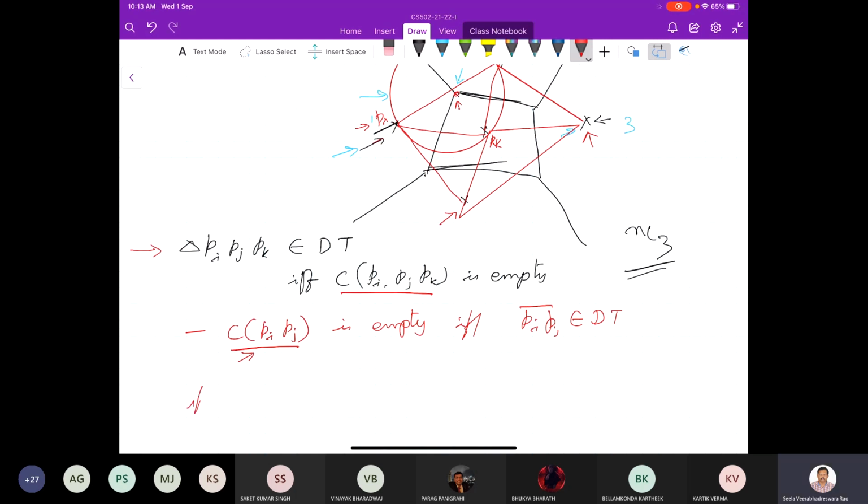So if there exists an empty circle passing through PIPJ, then this edge belongs to Delaunay triangulation. So here this circle is not the same as the circle here. See, if there exists a single empty circle passing through 2 points.